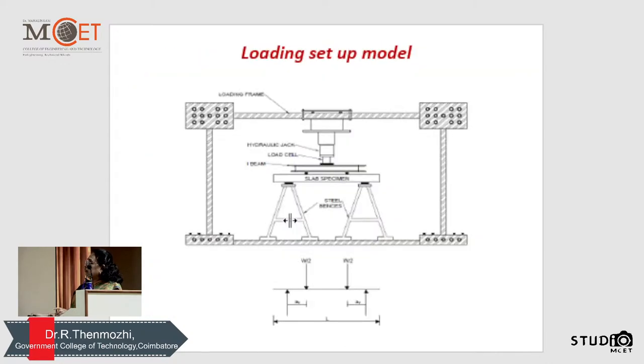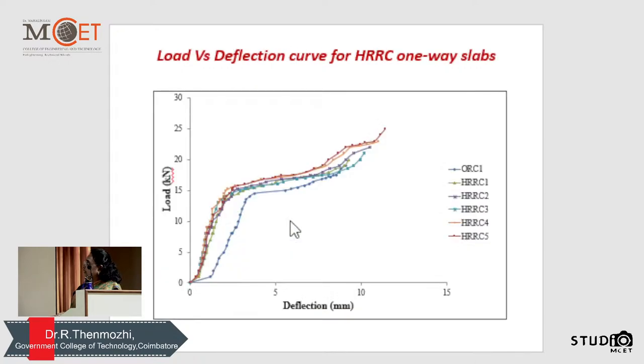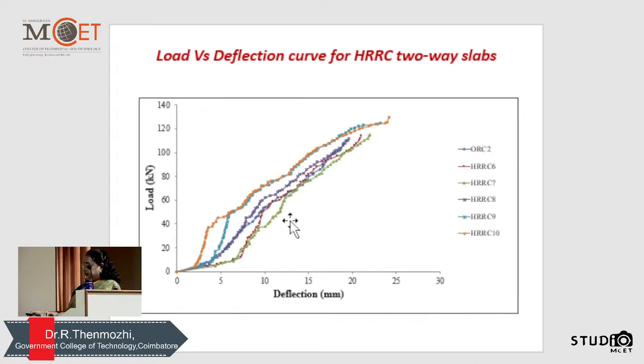In addition to the low impact test, these tests were carried out at GCT. And we have done the bending test also, applied with 2-point bending. And this is how we are able to make the trilinear curve. So there is one slope and another deformation, then we have another slope also.